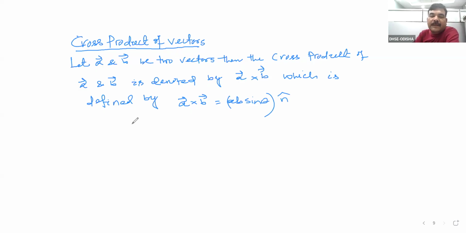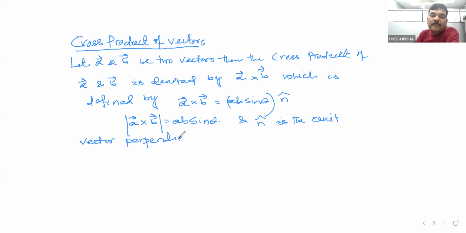So magnitude of A cross B equals AB sin theta, and n cap is the unit vector perpendicular to A bar and B bar.